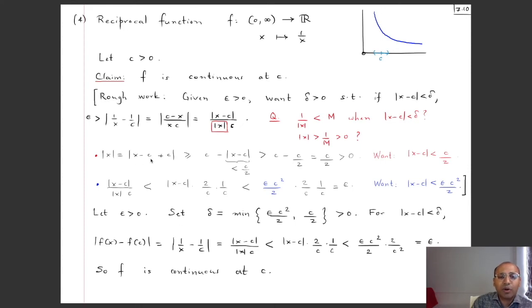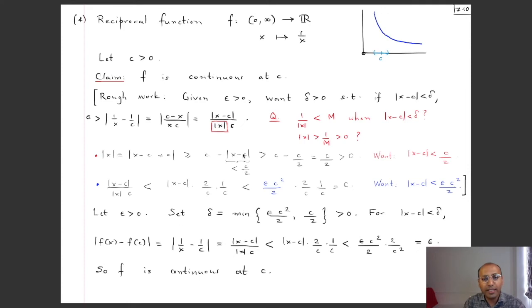So mod x is mod of x minus C plus C. And by the reverse triangle inequality, this is bigger than or equal to the mod of mod C minus mod x minus C, which is furthermore bigger than or equal to minus of whatever is inside. So that will give mod C minus mod x minus C. Okay, so this is just an application of the reverse triangle inequality. And mod C is just C because C is positive.